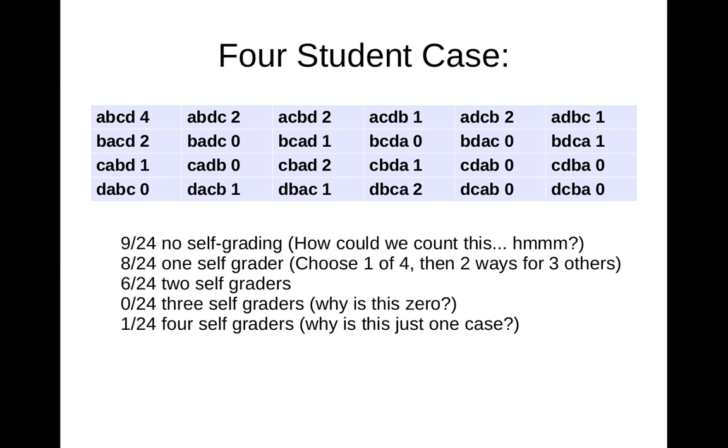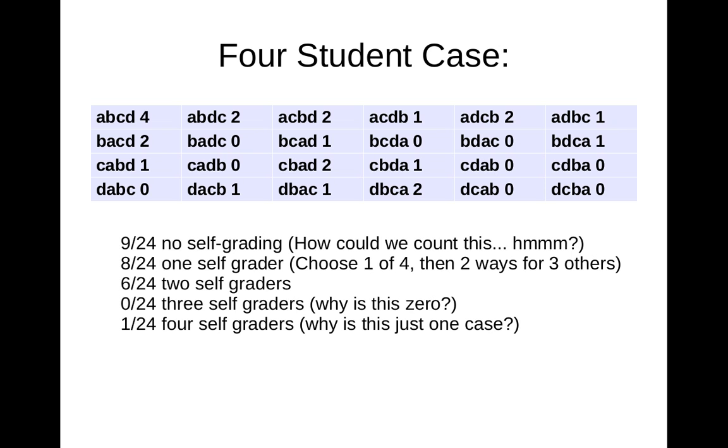The 4 student case. Hopefully there are no typos, but I typed out all the possible permutations of 4 items and then just visually counted how many things were in the same place and tabulated it. Of course, there's only one situation where all 4 students grade their own papers. You can see why there are no situations of 3 self-graders, right? Because if 3 people self-grade, the 4th person has no choice but to self-grade. So there's no situation of n-1 self-graders. And then if you just count these up, you find all the possibilities.